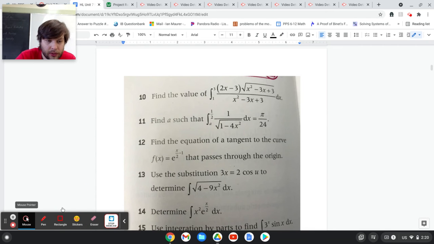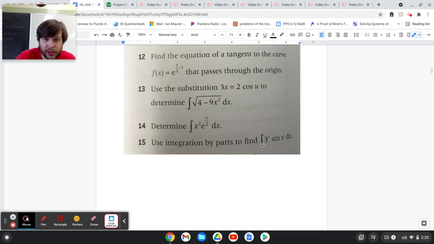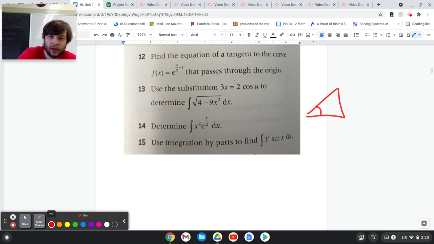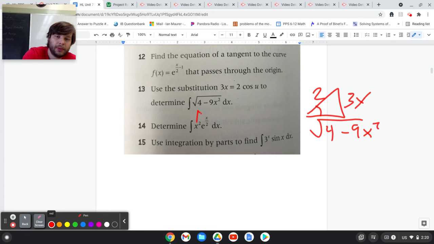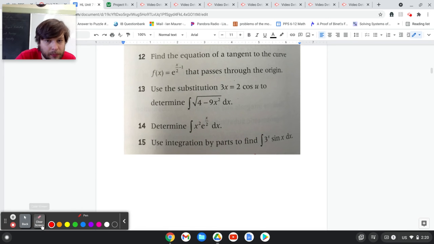Problem 13 is, well, we're told to use a particular trig sub. And again, it looks Pythagorean theorem-ish. So you have your triangle here where this is 2 and 3x, and then this is square root of 4 minus 9x squared. Just remember that the piece that's positive is going to be your c squared. And then I just call this b squared because c squared minus b squared equals a squared. And that's how I build out my triangles.